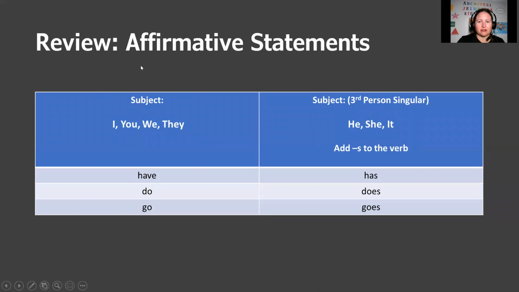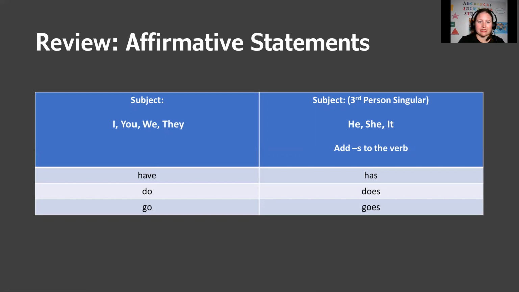So just to review, affirmative statements. Remember, for the subjects I, you, we, they, you use the base form of the verb. I have, you do, we go. For third person singular subjects, he, she, and it, you need to add an S to the end of the verb. He has, she does, it goes.